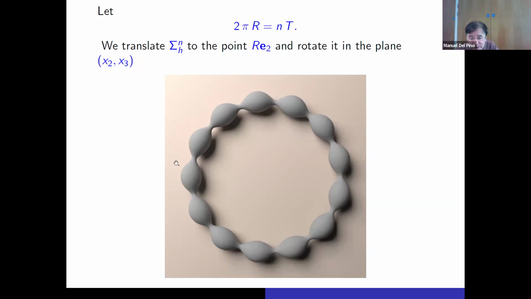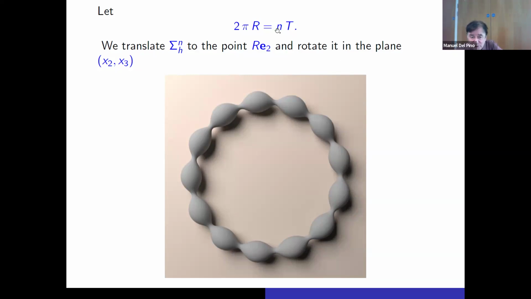And what does this represent? What I try to picture here is the following. If you cut the guy here and put it straight, then this is supposed to be my sigma n, or my sigma n perturbed. And then what is the operation I do with that straight thing? I pick the two ends and I put them together, forming a circle. And this is what I am trying to represent.